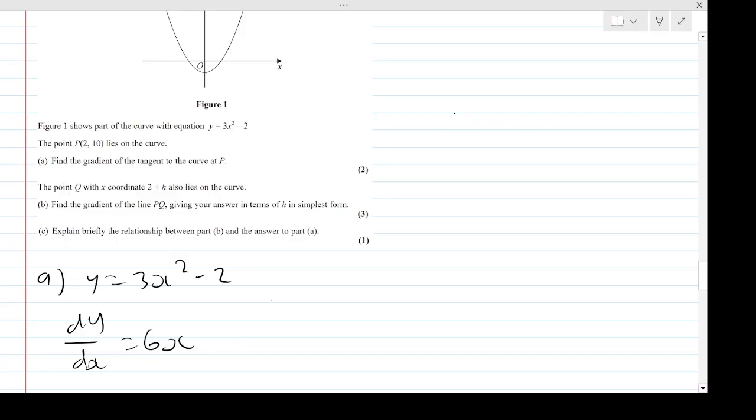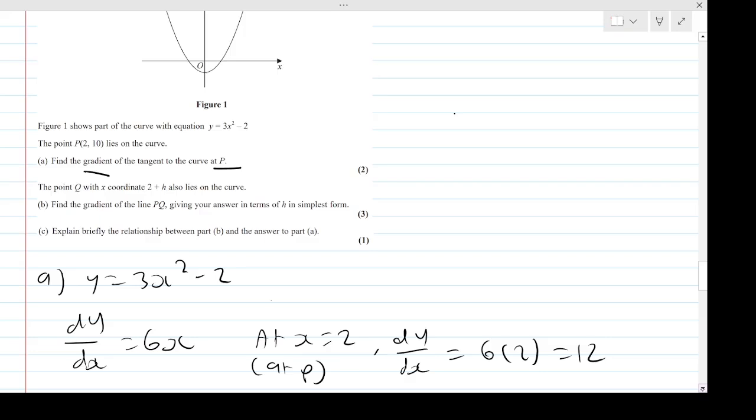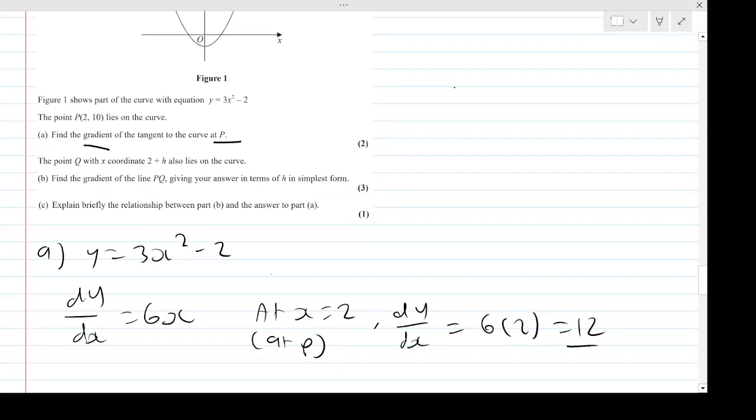And there we are. So therefore the gradient, it wants a gradient particularly at the point P. But P is (2, 10). So that's when x is 2, right? So at x is equal to 2, which is at P, then the gradient dy dx is 6x, which is 6 lots of 2, which is 12. And there we are. Cool.